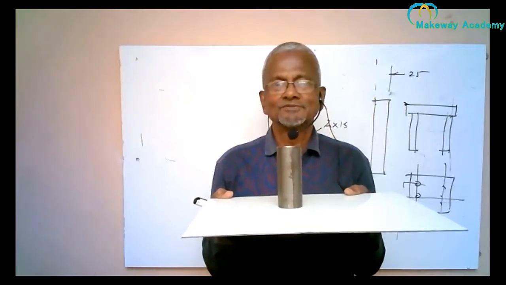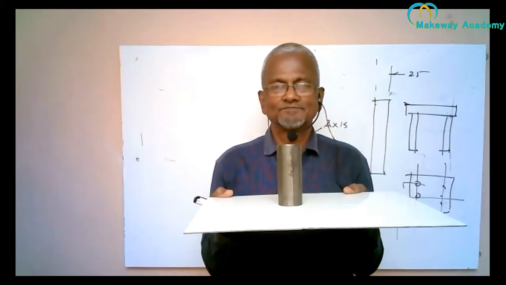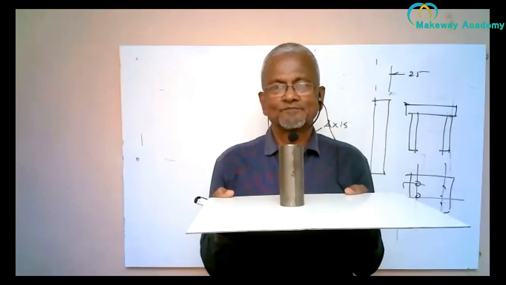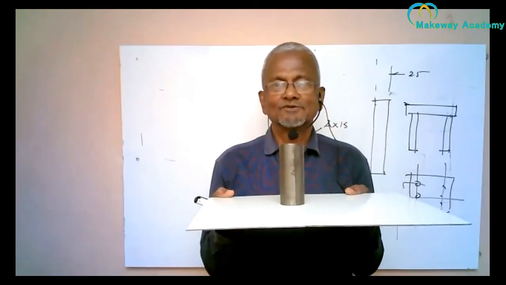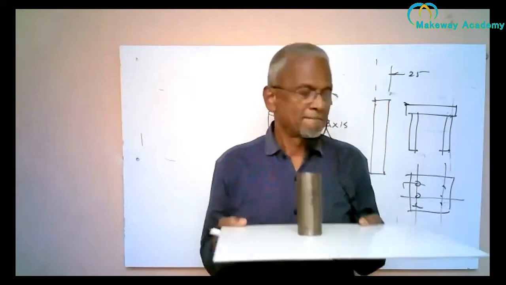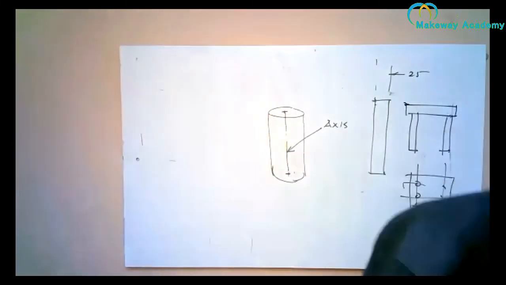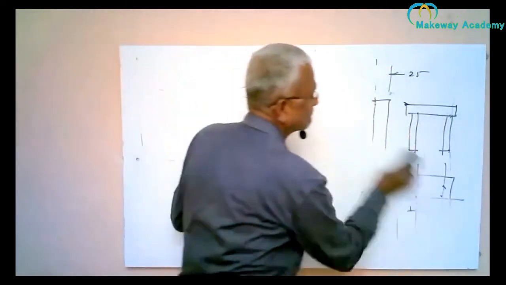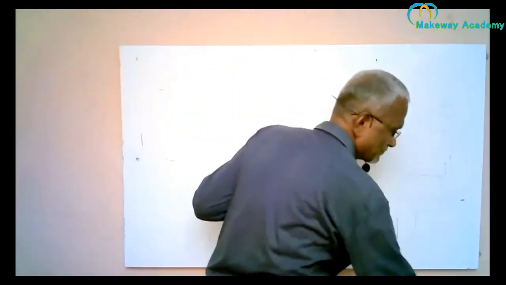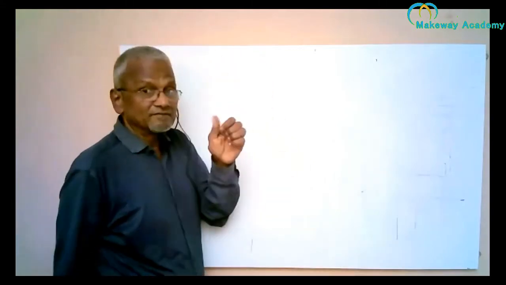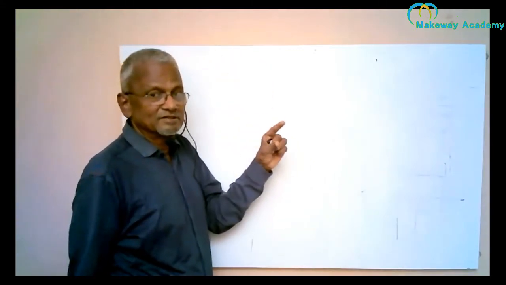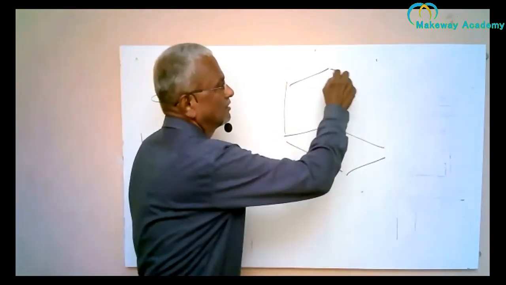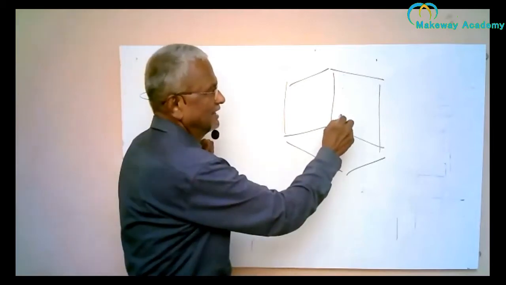It is resting on the horizontal plane with its base. So what is the top view? The top view is a circle. Now what is the front view? The front view is a rectangle. What is the side view? The side view is also a rectangle. So I am defining the axis with respect to the 3 planes. So this is the vertical plane, horizontal plane, auxiliary vertical plane, and this is the axis.